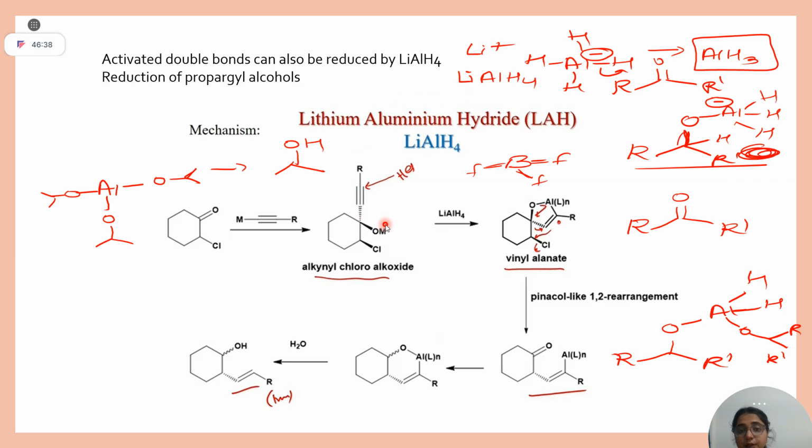alkyne. Now, in the presence of lithium aluminum hydride, it will form this five-membered ring. This bond will come down and you will get this vinyl alanate. After getting this vinyl alanate, you will get this six-membered ring followed by hydrolysis, and you will be getting this product. This is one extra reaction of lithium aluminum hydride apart from reduction of carbonyl compounds.